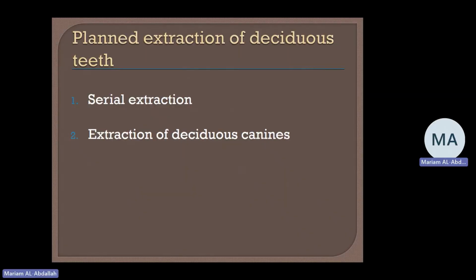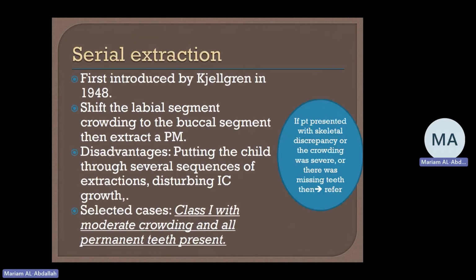Right, now we come to a planned extraction of deciduous teeth. Okay, we talked about early loss, which is unplanned. We talked about retained, and now we're talking about planned extraction of deciduous teeth during the mixed dentition. There's something called serial extraction, and this terminology is considered a historic terminology. Okay, and the idea was to try to shift the crowding from the labial segment all the way to the buccal segment, ending up with losing 1 premolar in each quadrant.